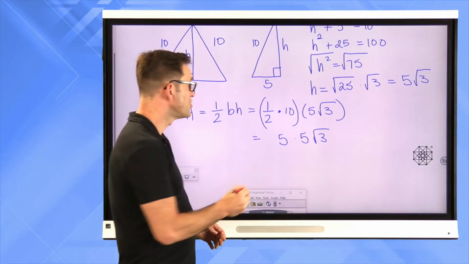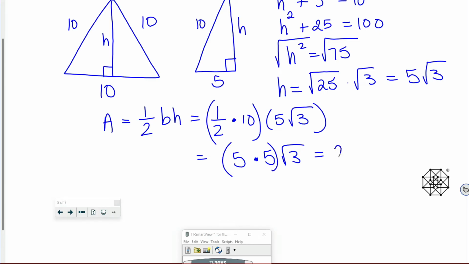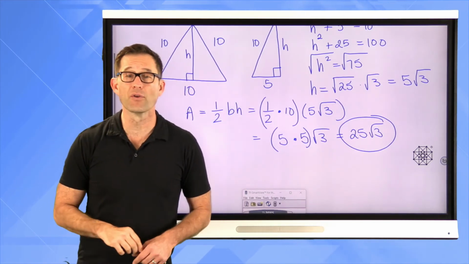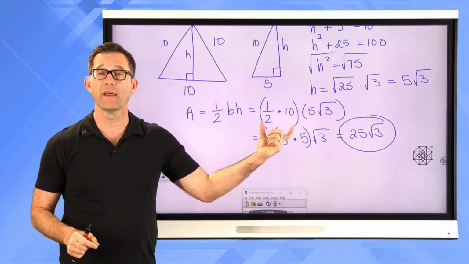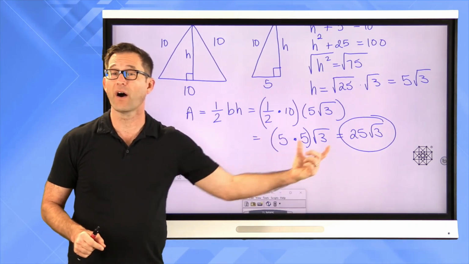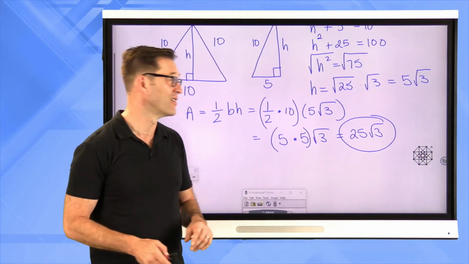And now I'm going to choose to do this particular product first. 5 times 5 is 25, and root 3. I just used the associative property of multiplication twice in order to first group the 1/2 times 10, and then to group the 5 times 5, and the root 3 is just lonely. It just kind of hangs out, all right?